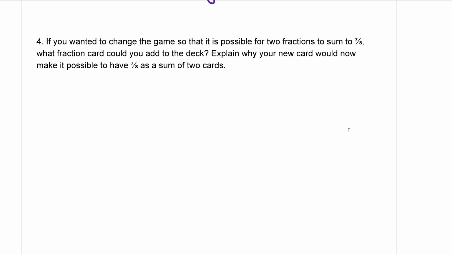That's one of the ways I could do it. Could you also do it with a different card, like a 5/8 card? What if there was a 5/8 card and you had a 1/4 card? 5/8 plus 1/4. 1/4 is 2/8, so that would be 5 plus 2, so that's 7/8. So that's another way you could do it.